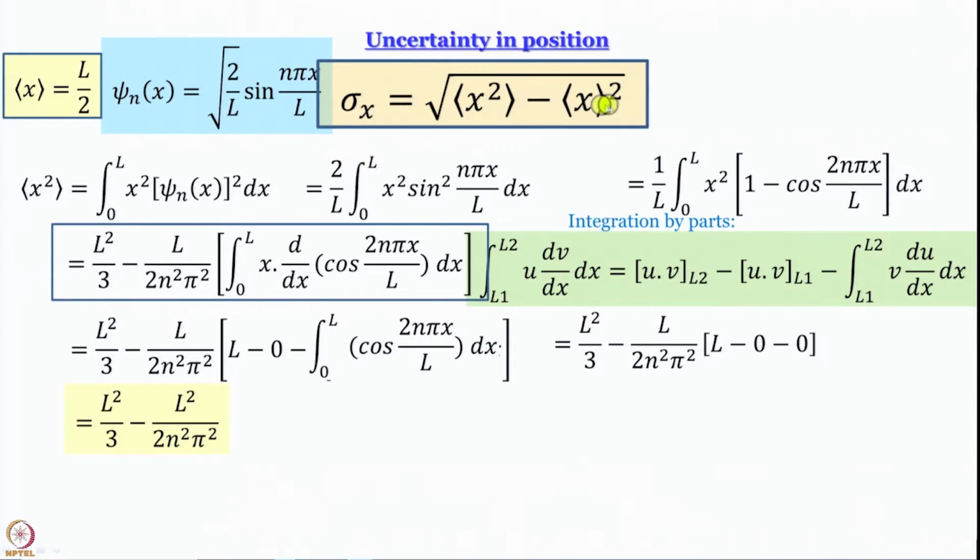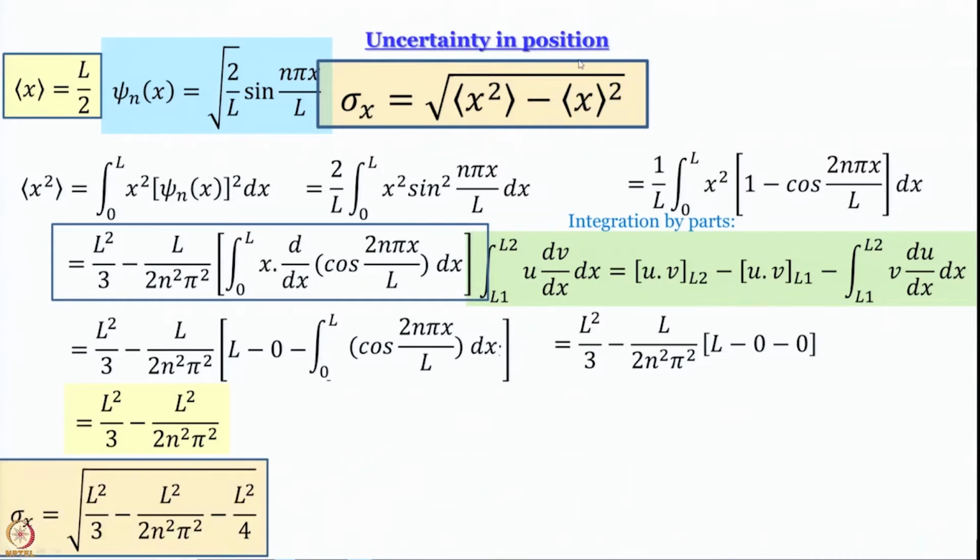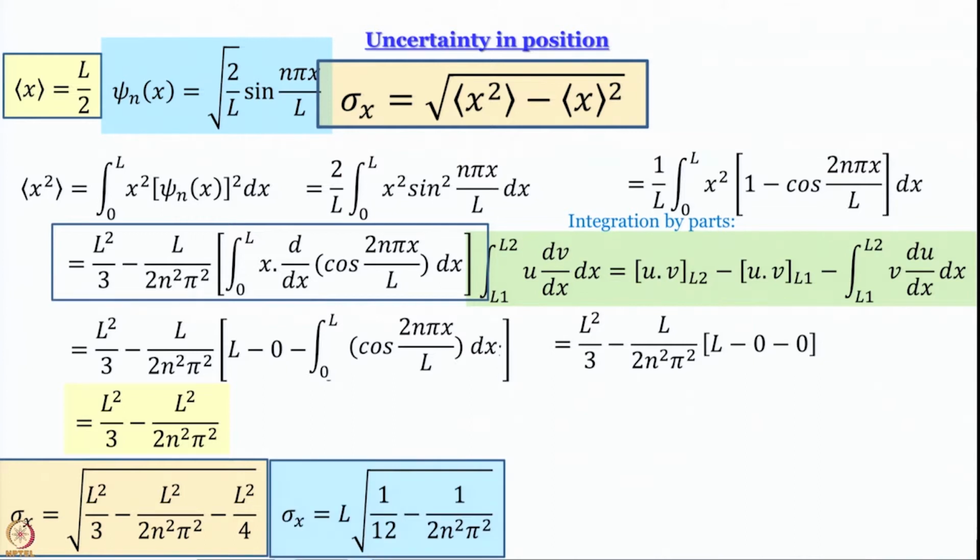The saving grace is that we already know the average value of x from a previous module, that is L by 2. Now let us work out the expression under the square root sign, average value of x square minus square of the average value of x. This is what we need. We work it out and then put it under square root sign. The final answer that we get is L multiplied by square root of 1 by 12 minus 1 by 2n square pi square.